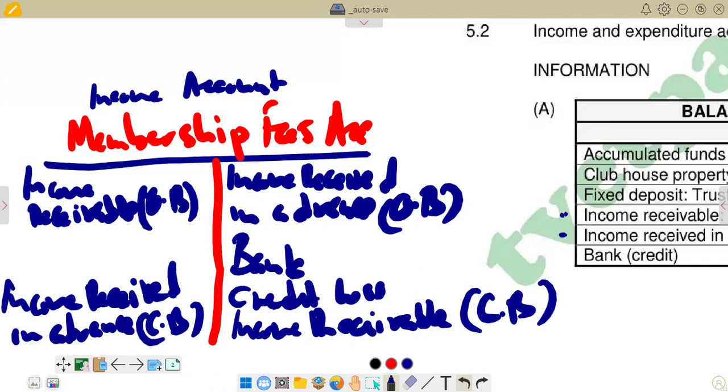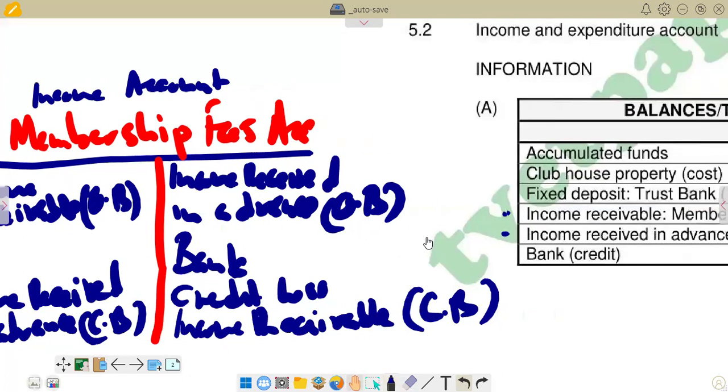So we go back to our opening balances. What we are saying here is that all these balances that we have at the beginning are going to apply for our opening balance. So if we have got income receivable, this one that we have, it means it's going to come on the debit side since they are part of our opening balances. So let's try to see.